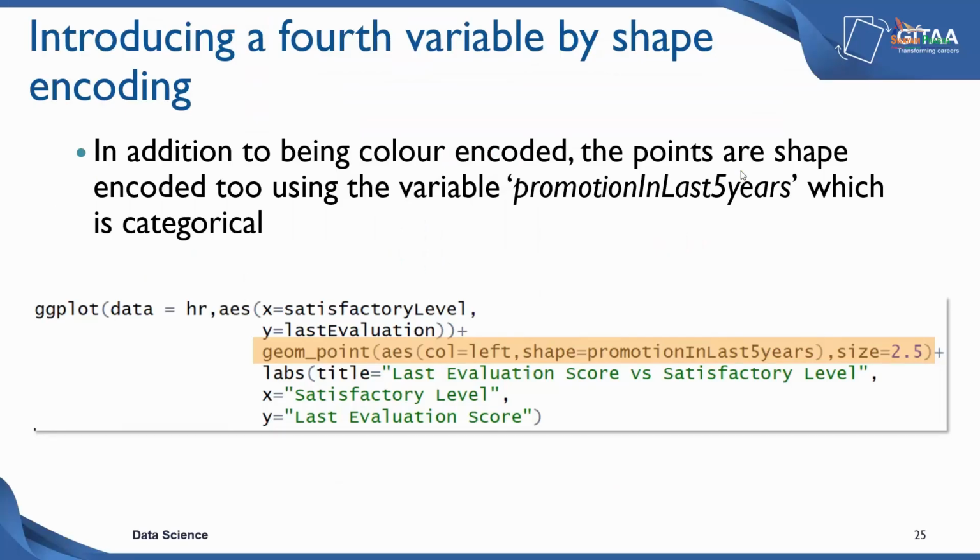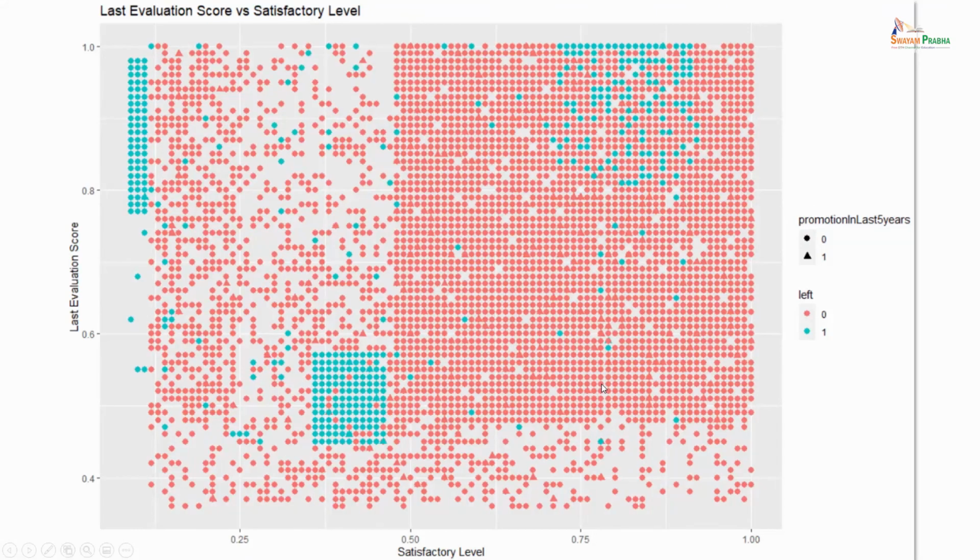So now let's see how to introduce a fourth variable by shape encoding them. Now this is in addition to the previous layer. So I'm going to use the variable promotion in last 5 years. This is again categorical. Now in addition to col equal to left, that is what I have mentioned earlier, I am going to put the shape as promotion in last 5 years. So all the other layers are going to be the same, and once you run this you will get the following output. So on the extreme right you will see the legends.